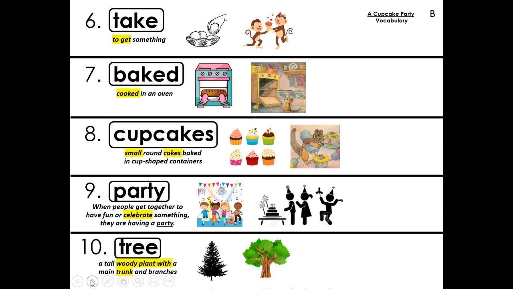So check to make sure you have all these words spelled correctly. 6, take, 7, baked, 8, cupcakes, 9, party, and 10, tree. So if you need to, push pause. Make sure you've written all 6 through 10 correctly. When you're finished, push play.